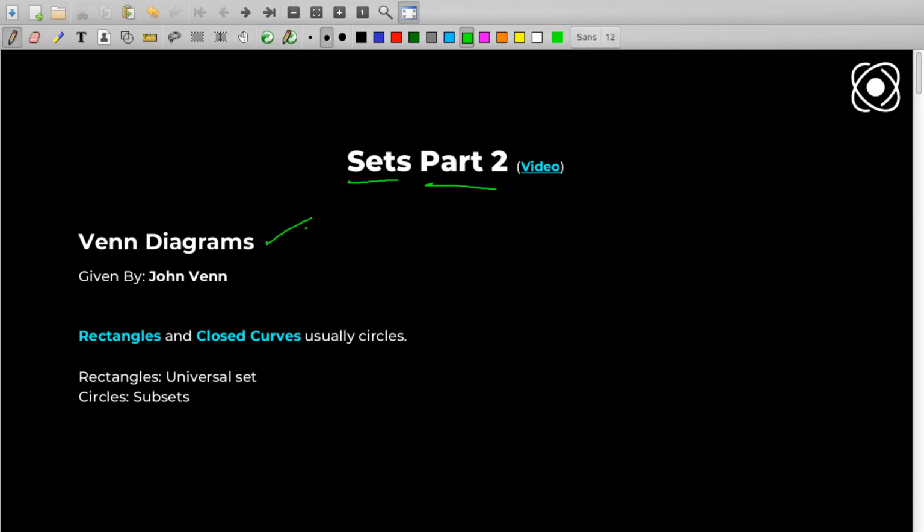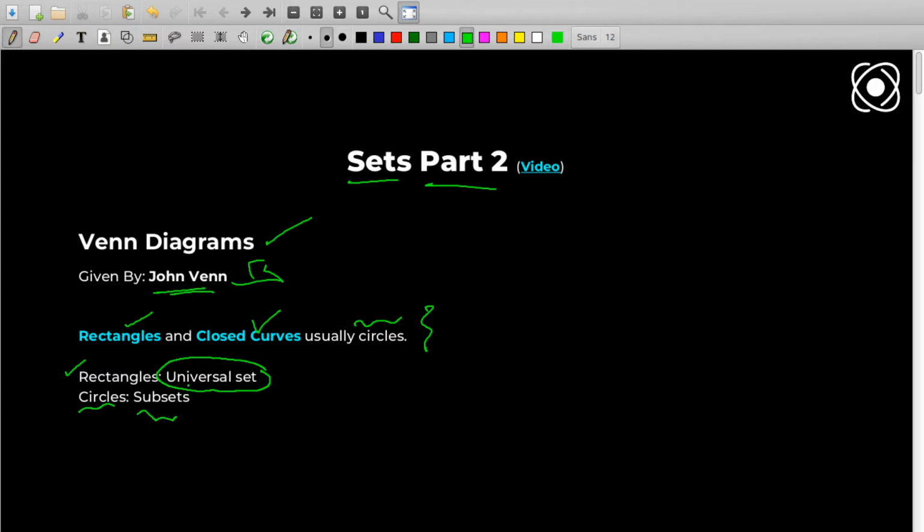So firstly, let's see Venn diagrams. Venn diagrams were given by an English mathematician called John Venn, after whom they are named. Venn diagrams are basically a diagrammatical method of representing sets. We use rectangles and closed curves, which are usually circles. People can use curves other than circles as well. Here we use rectangles to represent the universal set. If you don't know what a universal set is, I highly recommend you watch part 1. And circles are used to represent subsets.